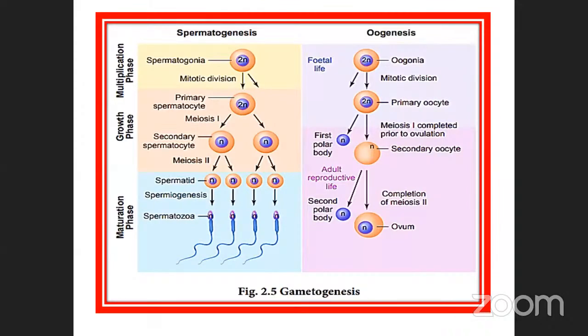Four rounded spermatids are produced. Here there is no such round stage, directly the production of the ovum. After that, spermiogenesis is possible in the male. Here the ovum is formed. Here one ovum is produced, and here four cells are produced and used.